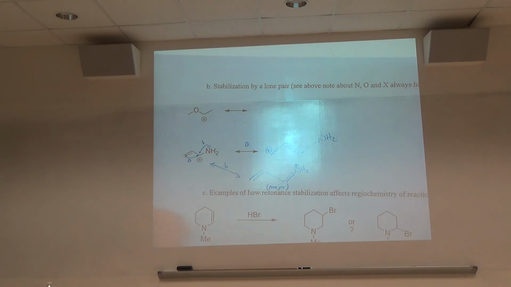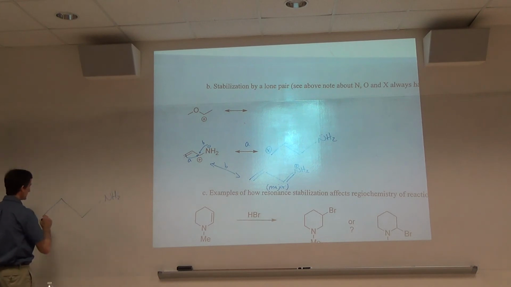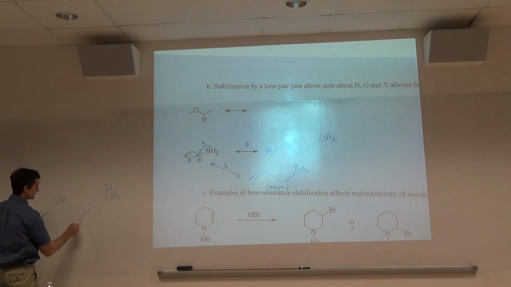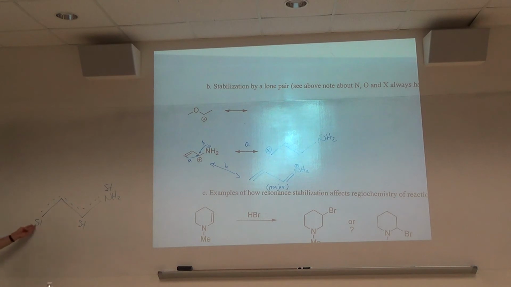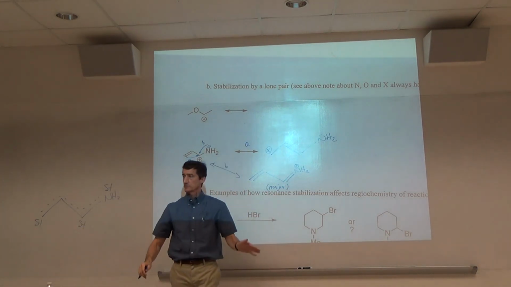So would they be equal in their resonance? No. That's not going to be a perfect blend. You would just say that the hybrid's going to look like this. You're going to have partial plus here, partial plus here, partial plus here, but it's not like a third. There's more plus where? Yeah, there's more plus here, as illustrated by your major resonance structure.